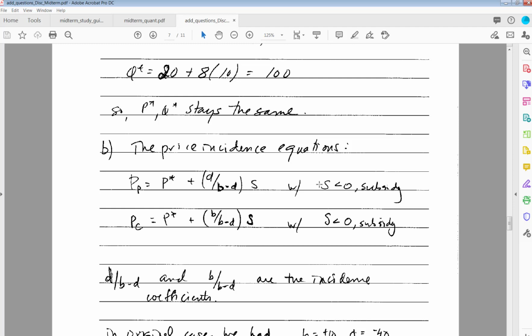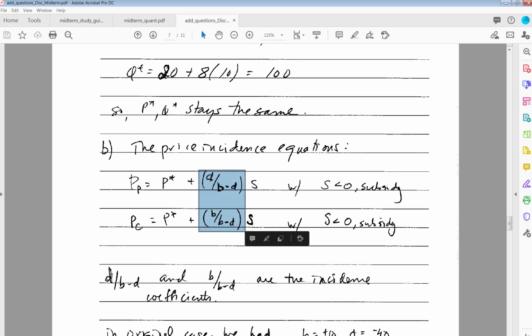I just be sure to note that when I'm talking about a subsidy, I'm talking about negative S here, so that negative S times this factor, which is negative, will push the producer price above P star. And if it's negative here, it has to be the same thing here, right? So these are the two price incidence equations, and of course the key parts are these two factors.